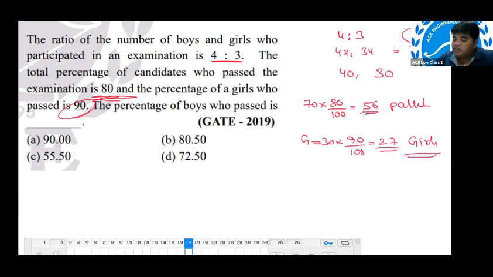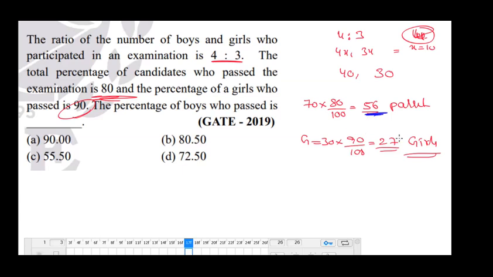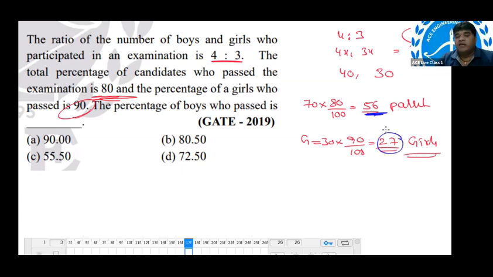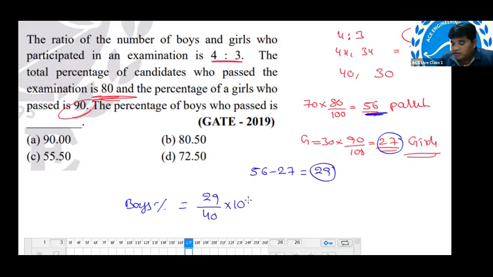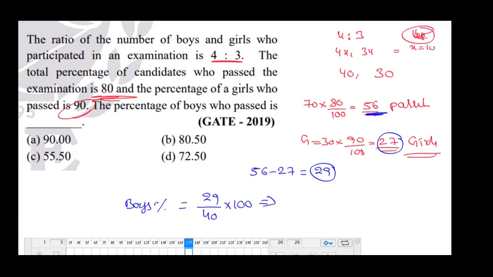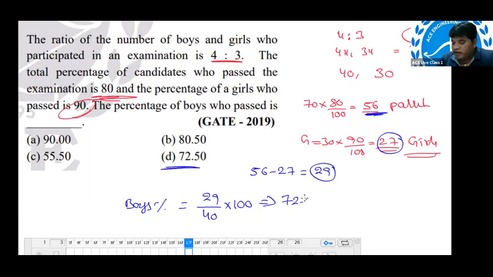Total passing students are 56. Out of the 56, only 27 are girls. So 56 minus 27, the answer is 29. These 29 belong to the boys. What is the boys' percentage? Boys percentage is equal to 29 over total boys 40, into 100. Simplify. Tell me the answer. Pawan, tell me. Use calculator. Tell me the answer. 72.5%. Excellent. So 72.5% is the direct answer.